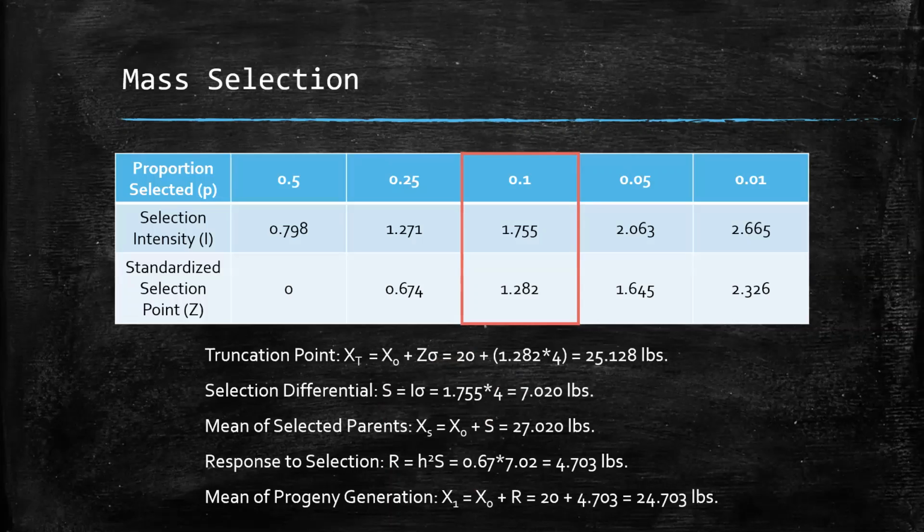For the response to selection, we take our realized heritability and multiply it to our selection differential. We end up with 4.703 pounds. And finally, for the mean of our progeny generation, we take our initial mean and add it to the response to selection. We end up with 24.703 pounds.